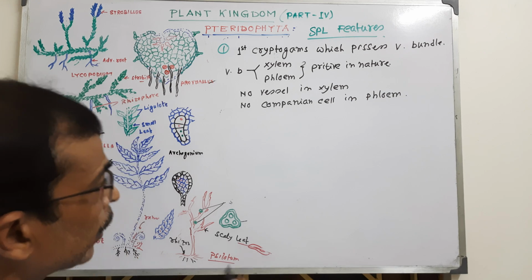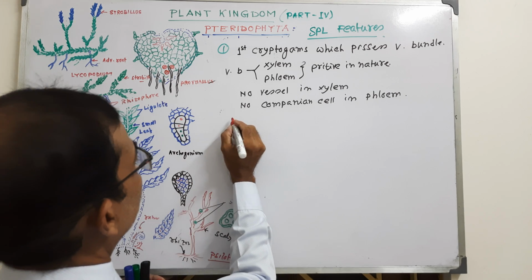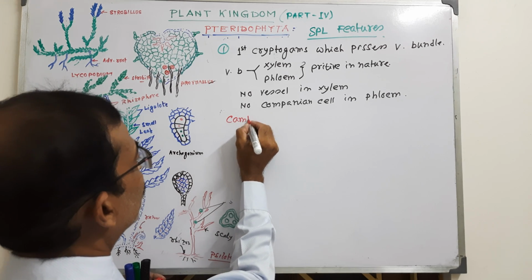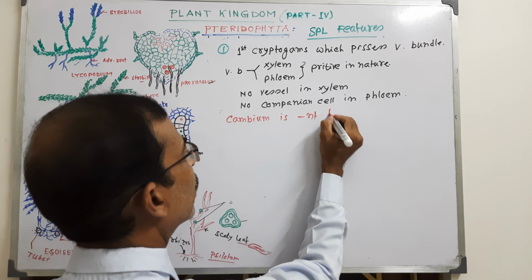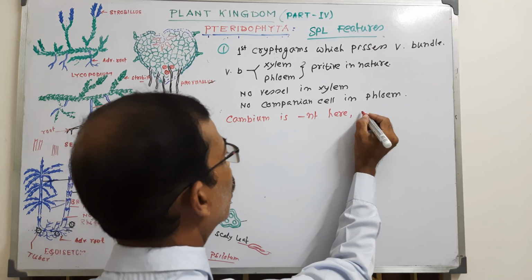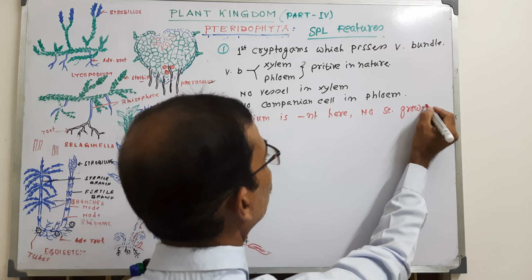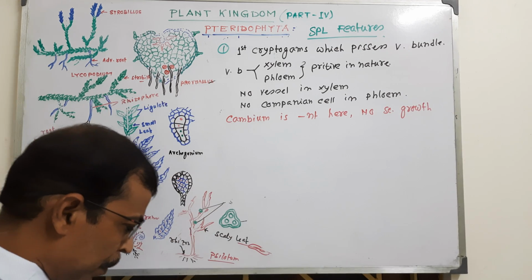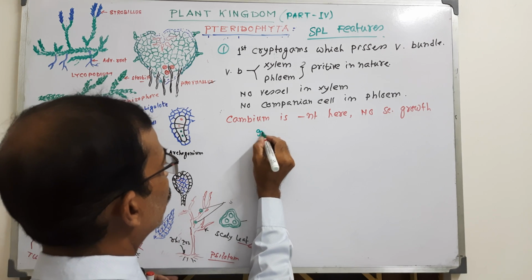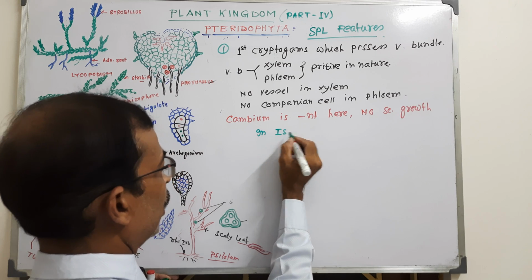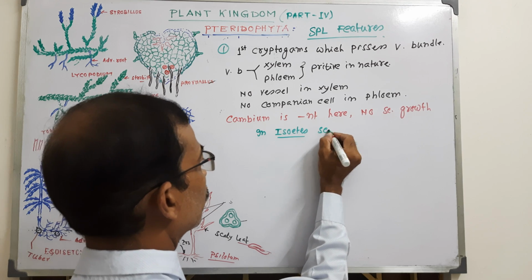Okay, next point, cambium is absent here. So no secondary growth. But exceptionally in Isoetes, aquatic fern, already I have told you, secondary growth is found.